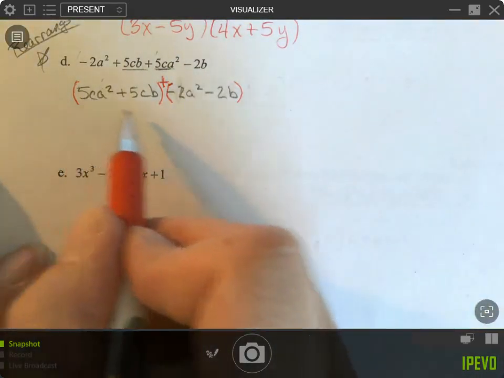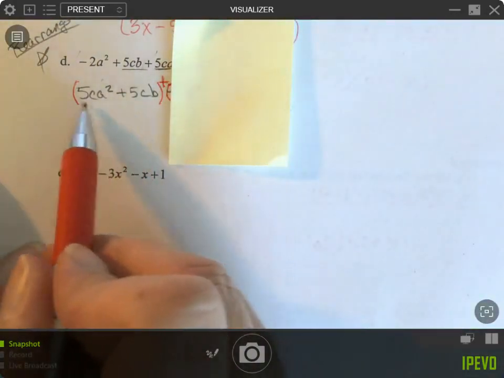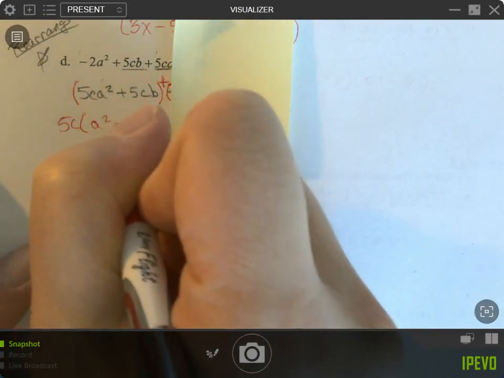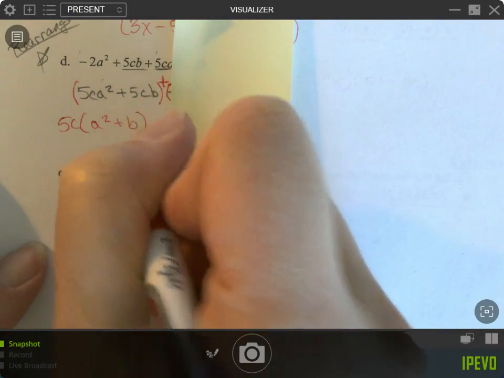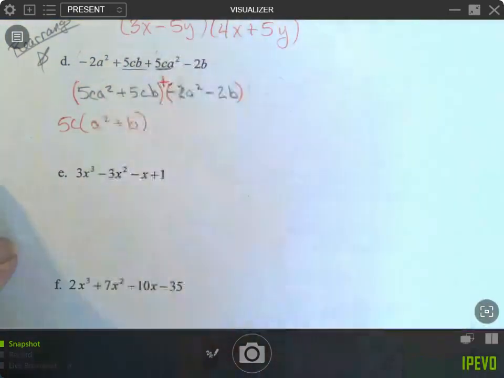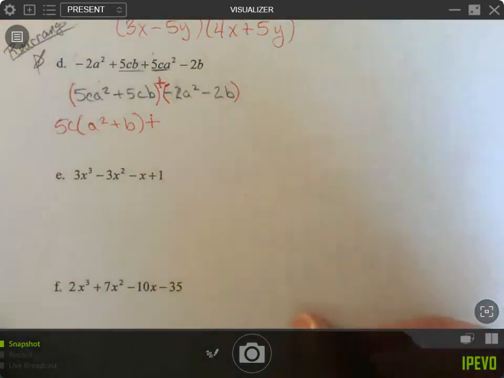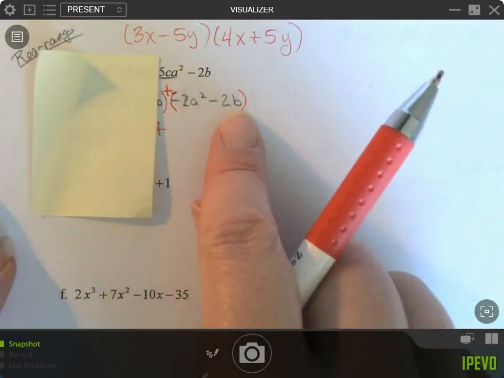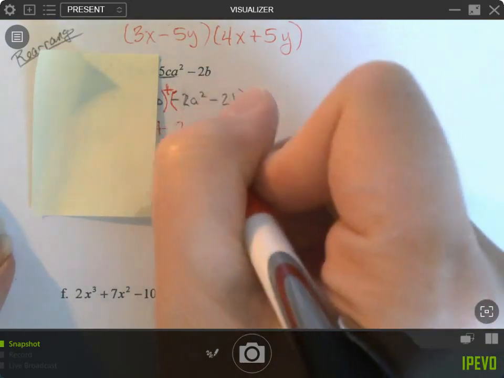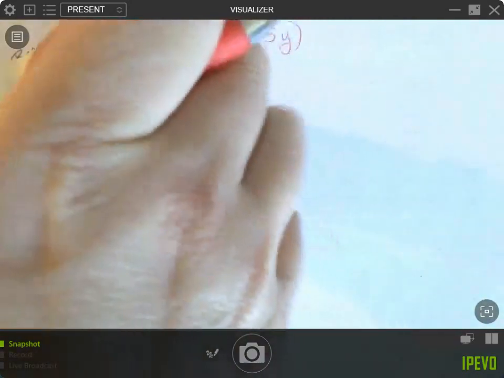Now, go back to what we've been doing. Cover this. Does this have a GCF? Of 5c. What's left? A squared plus b. So I divided both these by 5c. Now, bring down your plus sign, because this is not multiplication. This is adding still. What do these two have in common? A 2. Now here's the deal. If I take out a 2, that leaves me a negative with the a squared and a negative with the b. What's wrong with this?